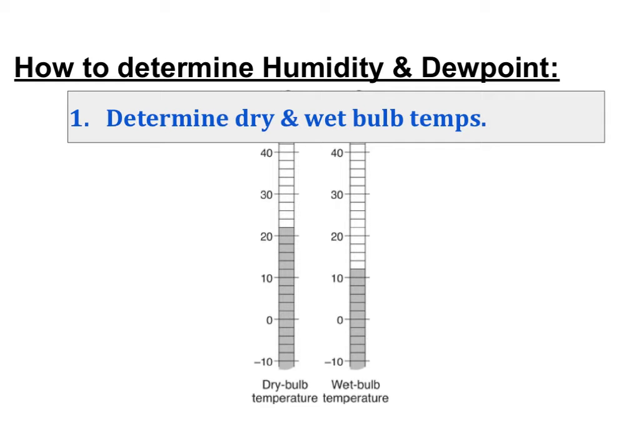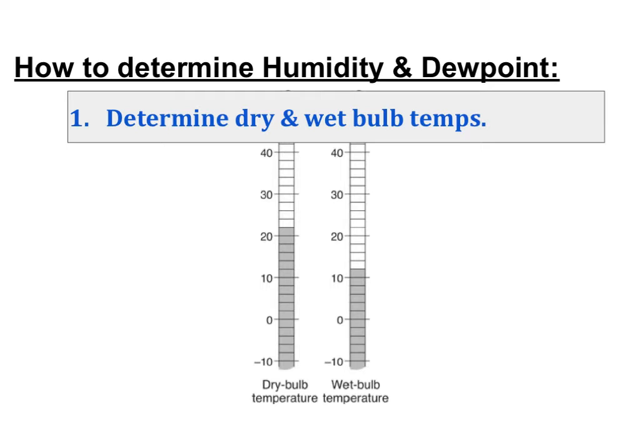So how do you determine the humidity and the dew point using these charts? You definitely want to record these steps in your notes. There's only 4 of them because you're going to want to refer to them later. So step 1, determine the dry and the wet bulb temperatures.